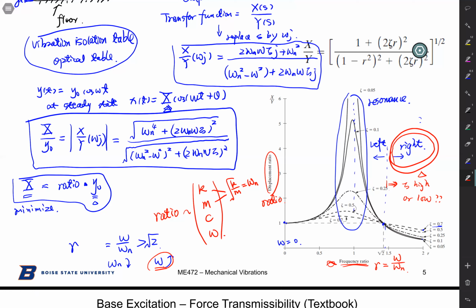So we have no control on your omega. So that's why we have to lower the resonance of your system. So remember that omega n equals square root of k over m. That means you want to decrease your k, or increase your mass.